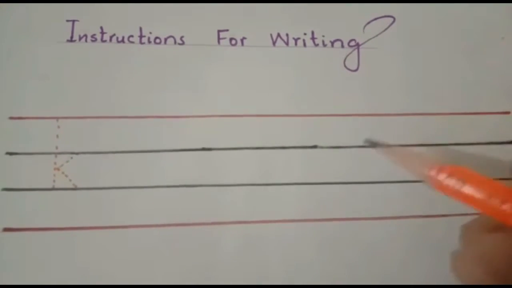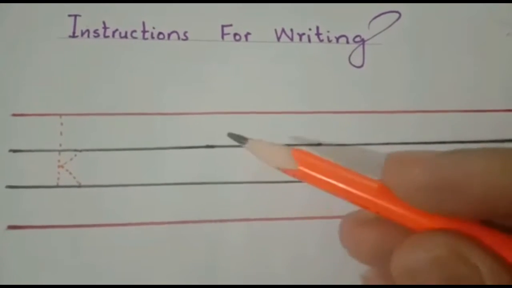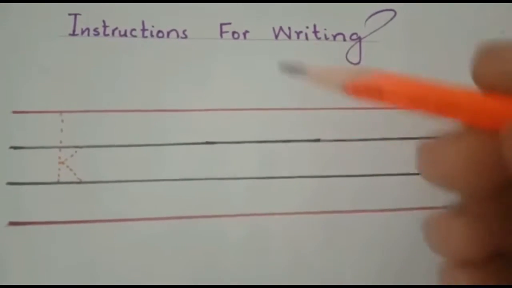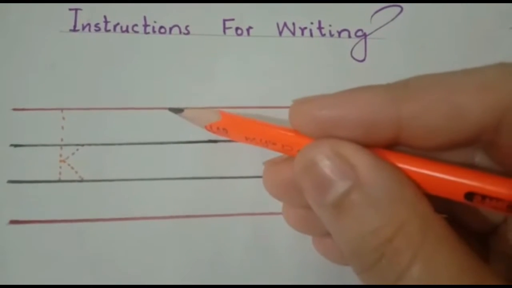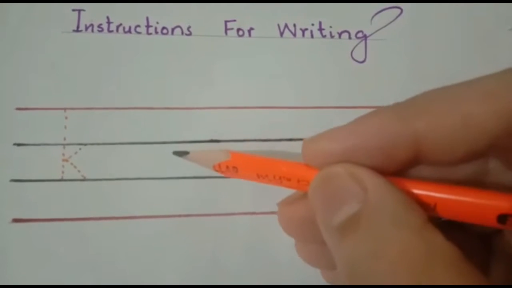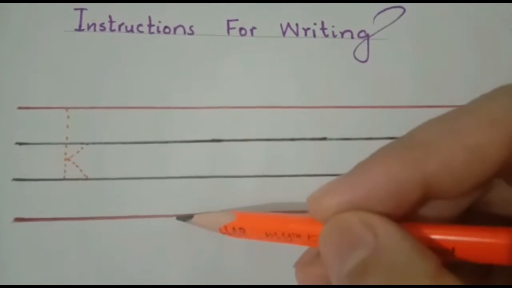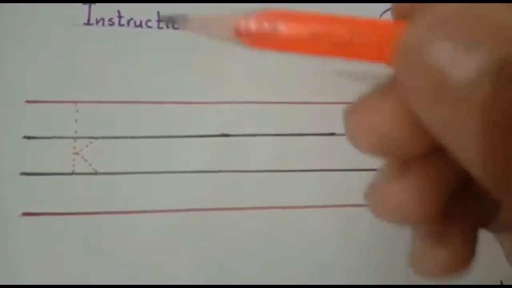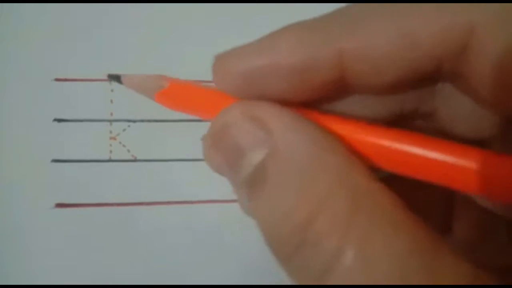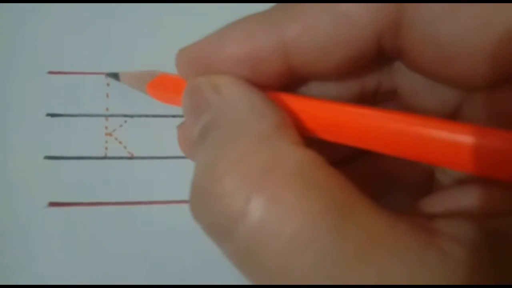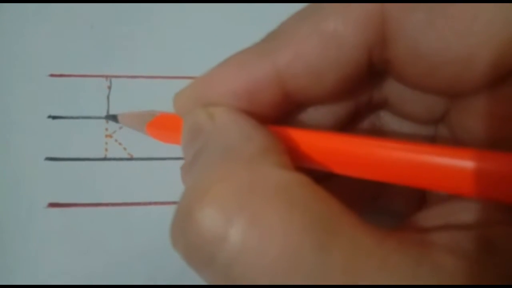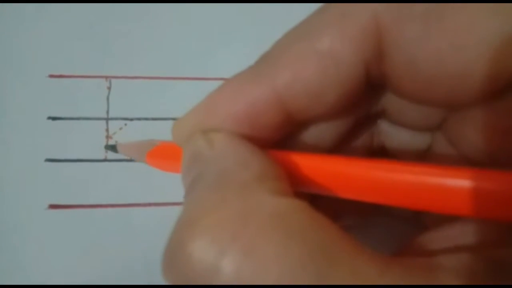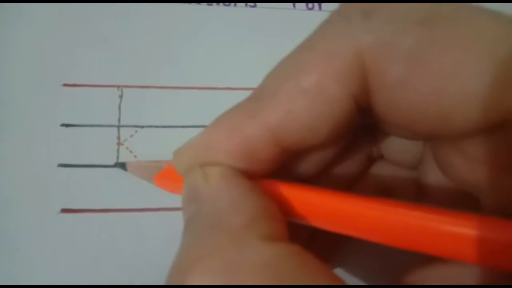So how will we write small k on a line pattern? Here you can see a line pattern. This is the top line, this is the middle line, this is the base line, and this is the lower line. First of all, I will trace this letter on this line pattern in front of you. First I will start from the top line, come down, make a straight line and touch the base line like this.